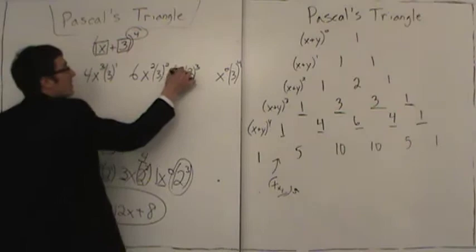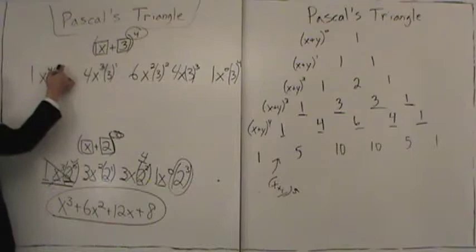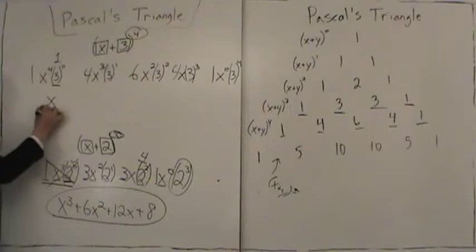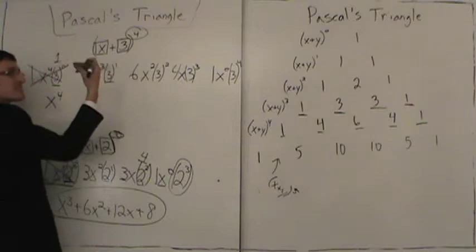Now, 3 to the 0 power is another representation of 1. Okay, so 1 times 1 is 1. We can ignore the 1s. We just have x to the fourth, and we're done with this term. Now, what is 3 to the first power? It just has to be calculated. 3 to the first power is 3.